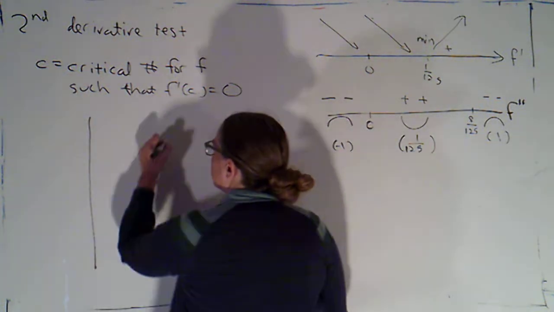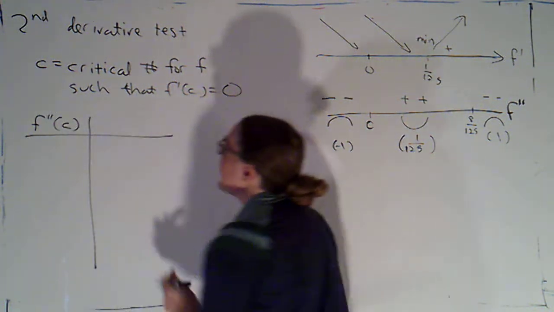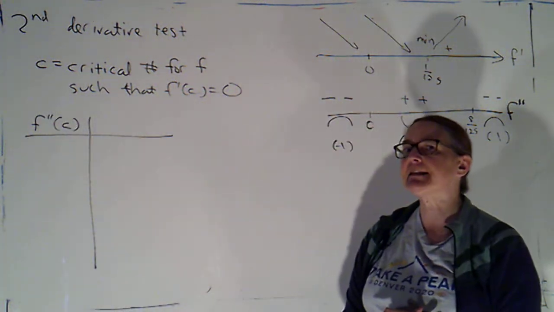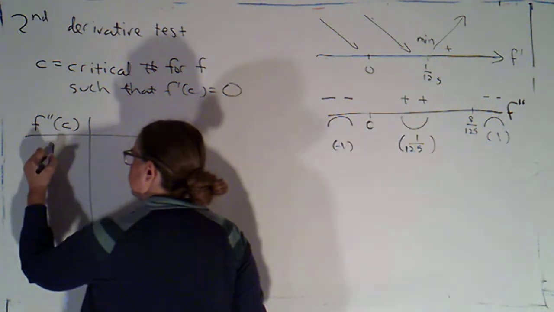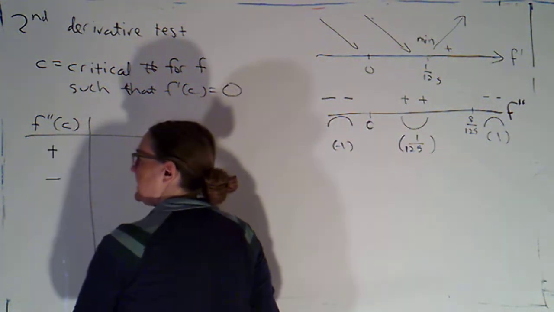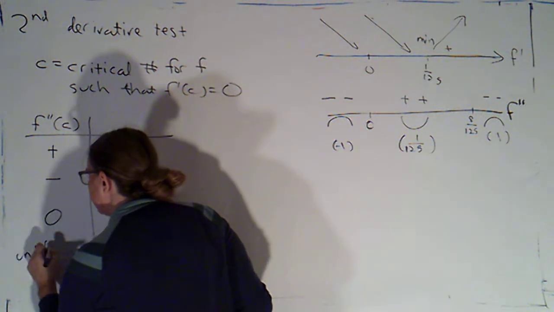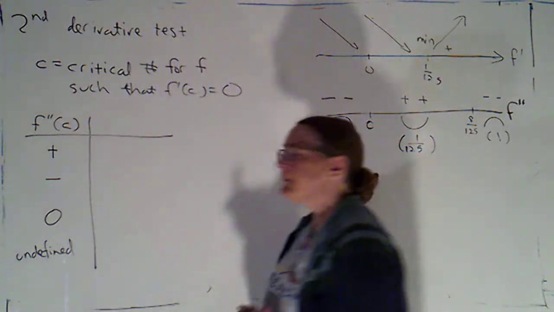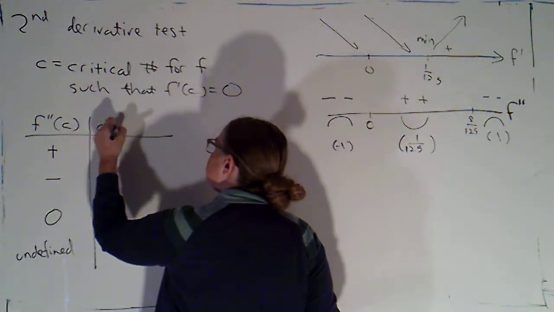But what I'm going to do is take that critical number and plug it into the second derivative. And there are four possibilities. That could be positive, that could be negative, it could be 0, or it could be undefined. And I'm going to see what that tells me about classifying C.